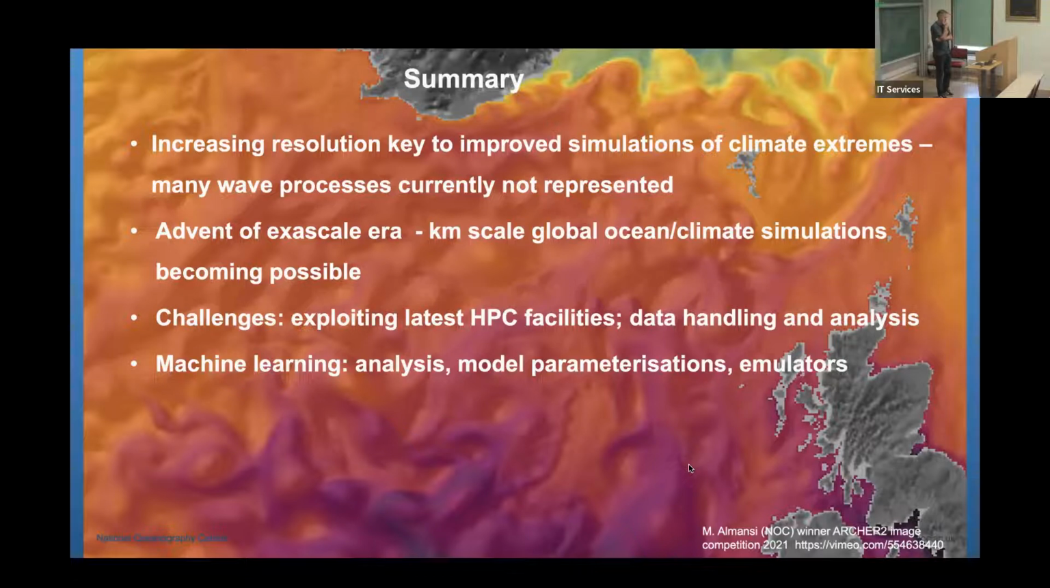And we're now at the beginning of the exascale era. So in the very near future, we're going to have the first kilometer scale simulations available. However, to really make the most out of these, quite a few challenges need to be overcome, and how to use them in terms of what I said before.